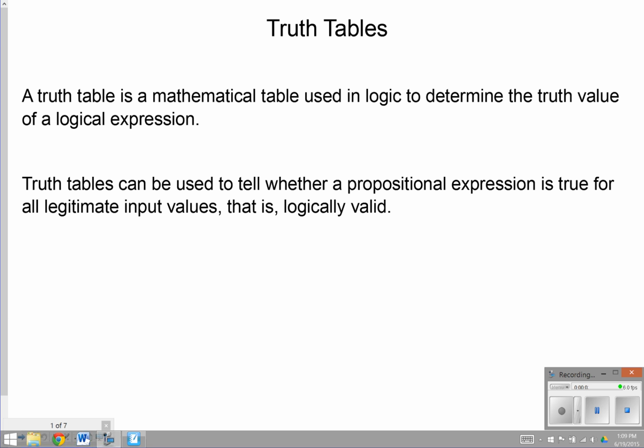Truth tables. A truth table is a mathematical table used in logic to determine the truth value of a logical expression. Truth tables can be used to tell whether a propositional expression is true for all legitimate input values, that is, whether it's logically valid or not.